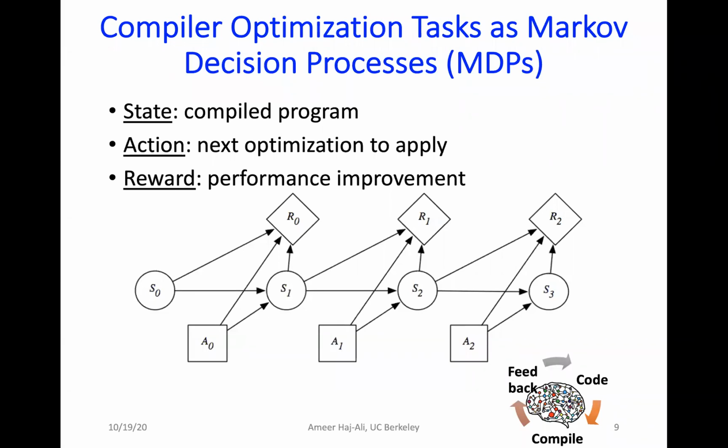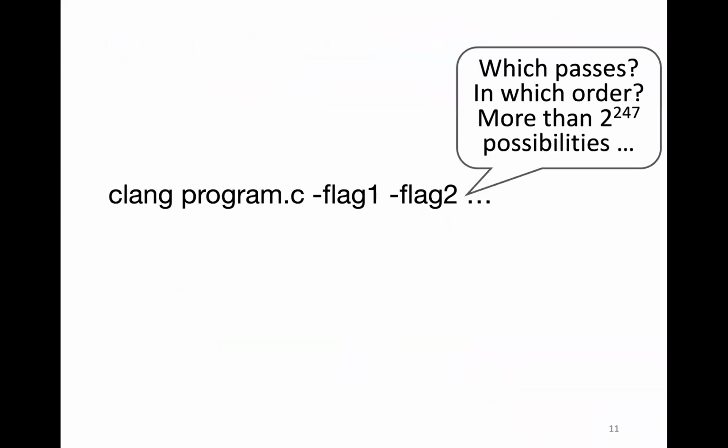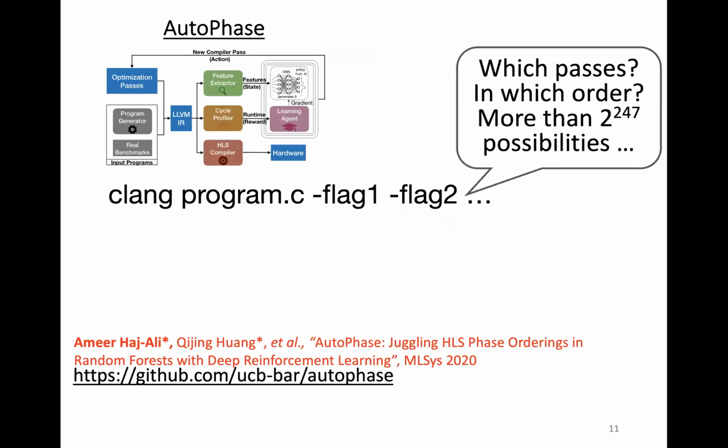With this view, we started by targeting the very first problem that the compiler has to deal with, which is known as phase ordering. When you compile a program, the compiler has to figure out which optimizations to apply and in which order to get the best performance. Apparently there are more than 2 to the power of 247 possibilities, for example in the LLVM compiler, and in GCC there are even more. For this particular problem, we built a system that we called AutoPhase.